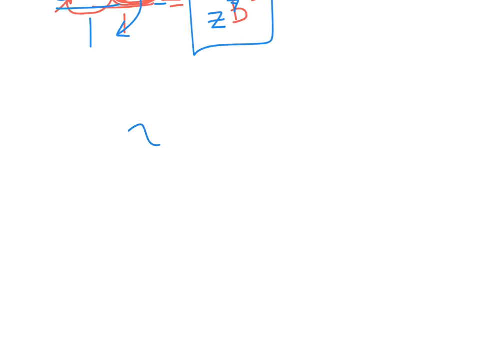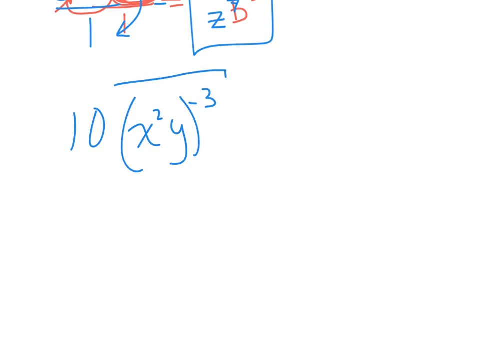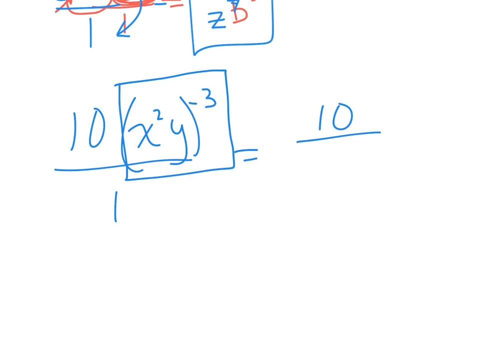Let's see, what if we had x squared y to the -3, and we had a 10 out in front. Let's say that was your problem, and you had to rewrite it without a negative exponent. Again, what thing has a negative exponent? It's this whole chunk. That is all going to go in the basement. So we keep the 10 upstairs. On the bottom, we have x squared y, and we make it a +3 now.